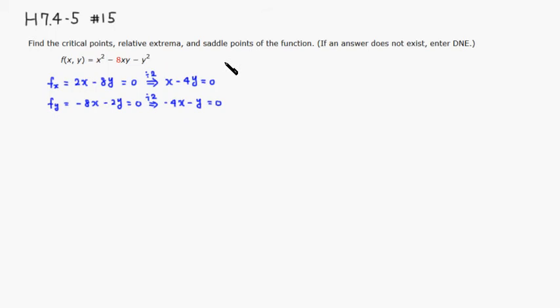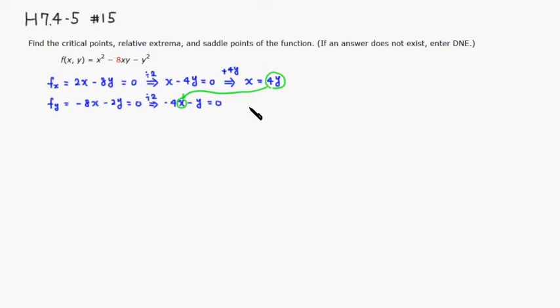Then we can try to eliminate either x or y. I'm going to try to eliminate x, so by adding 4y to both sides, we can express x in terms of y, which is 4y. Then we can just plug this back in here.